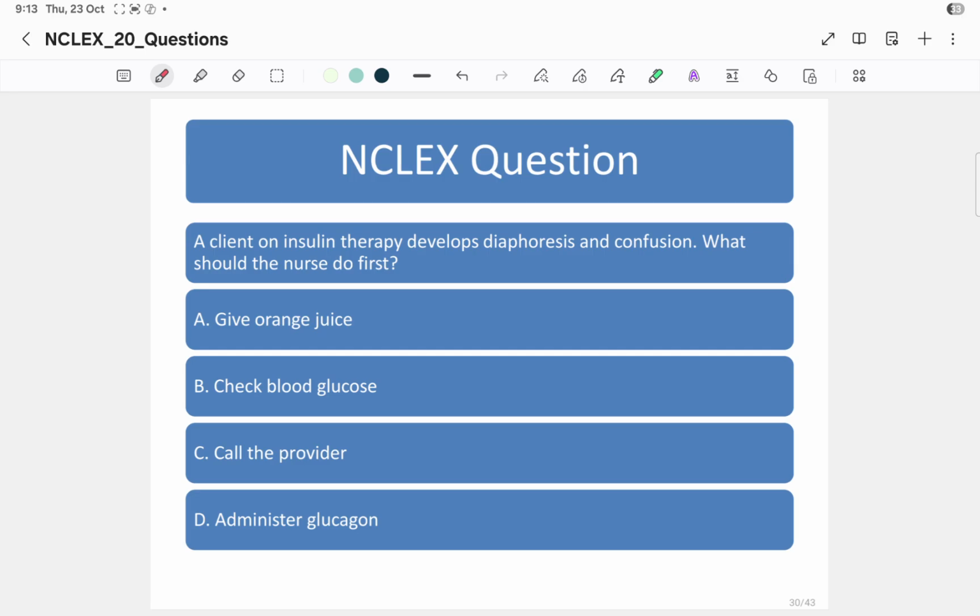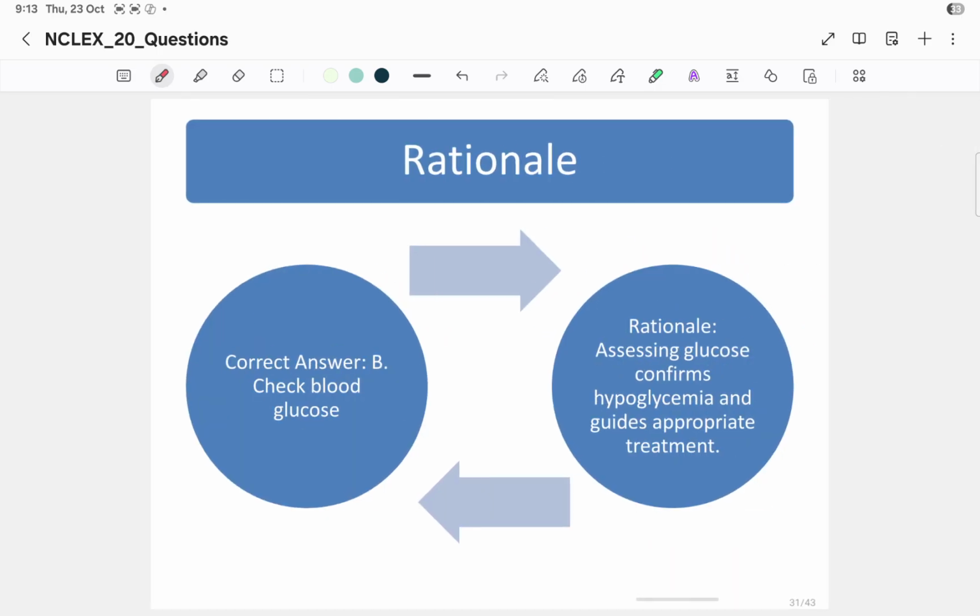So the patient is on insulin therapy and the patient is developing what? Diaphoresis means excessive sweating, and confusion. So they are the signs and symptoms of what? Hypoglycemia. So what should the nurse do first? The nurse should check blood glucose level. B will be the correct answer. The nurse needs to check blood glucose level to rule out hypoglycemia. Rationale: assessing glucose confirms hypoglycemia and guides appropriate treatment.